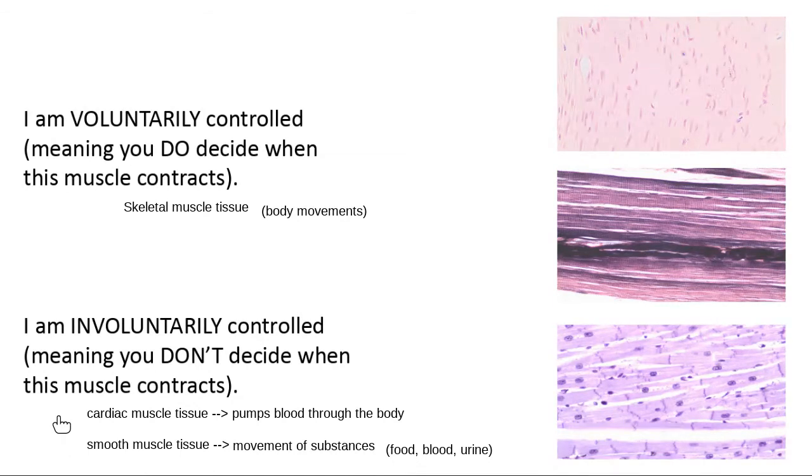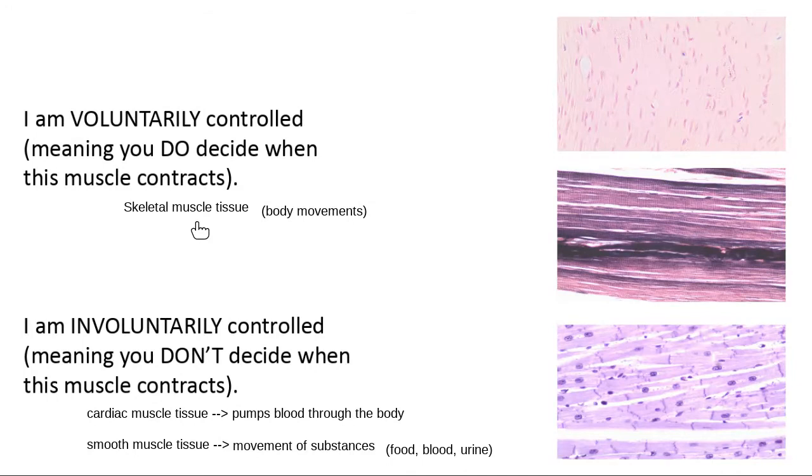It's really great that we don't have to figure out the whole blood pumping thing, and we don't have to figure out the whole moving these things throughout the body. So the only kind of muscle tissue that we say is voluntarily controlled, that we decide when it contracts, is skeletal muscle tissue. We do not decide on the other ones. They contract all on their own, which again is good news for us. We don't want to have to figure those things out.